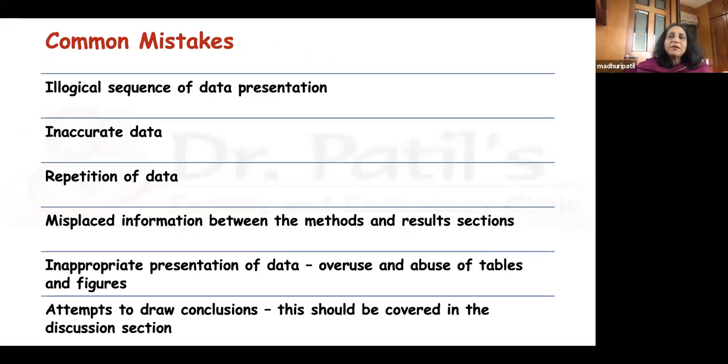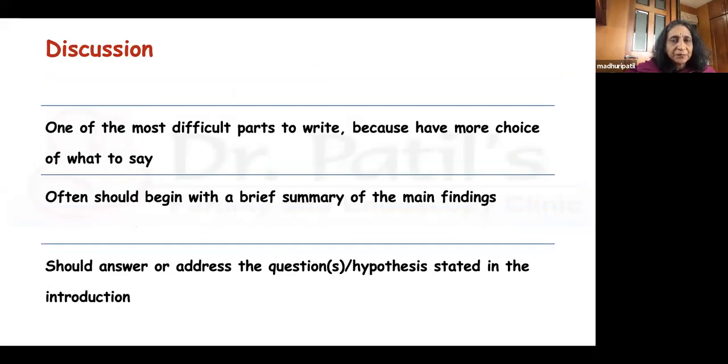So what are the common mistakes we make? One is an illogical sequence of data presentation. It could be inaccurate data. It could be repetition of the data. There could be misplaced information between the methods and the results sections, inappropriate presentation of the data, overuse and abuse of tables and figures, and attempts to draw conclusions, which should be covered in the discussion.